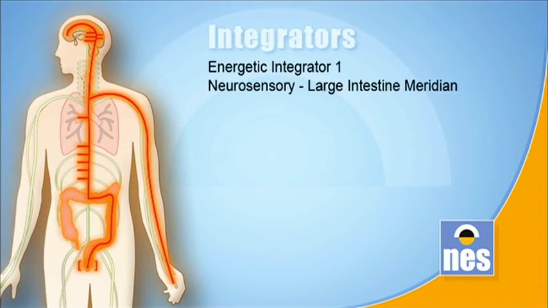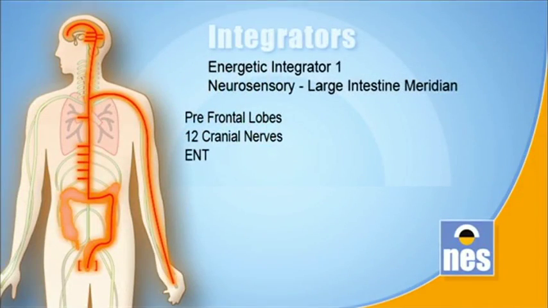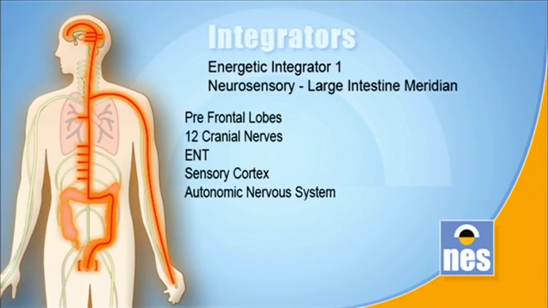for Integrator 1. We start with the prefrontal lobes. 12 cranial nerves which emerge from underneath the body of the brain and spread out. You've all learned your 12 cranial nerves, and bear in mind this compartment has all of them together. We have separate recipes you can make up for each individual nerve if needed. We've got ear, nose and throat, sensory cortex, eyes, ears, smell, touch. Then we've got autonomic nervous system, which you'll find in the horns of the spine, spinal column.